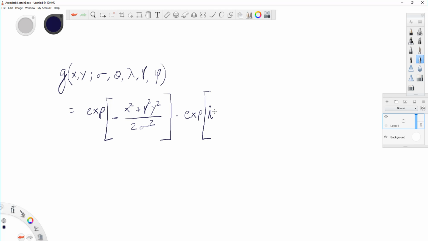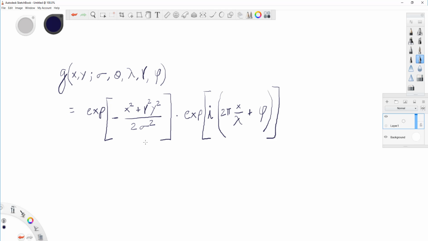So exponential, this is the imaginary term, right? We learned about imaginary terms in our math back in high school. So i times 2 pi times x prime divided by the wavelength, plus the phase, which is represented by phi right there. Excuse my writing here. So this is how a Gabor kernel is described or defined.